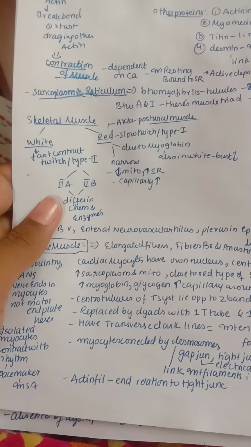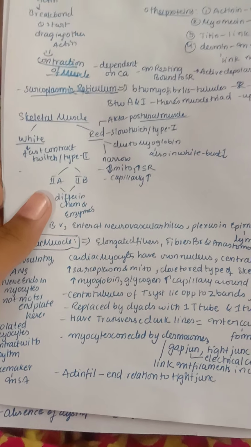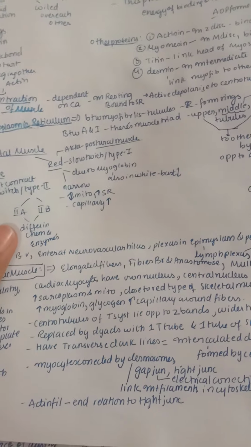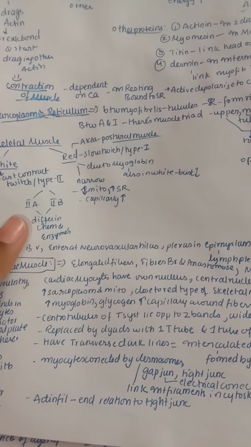So skeletal muscle has white and red fibers. The white is contracting fast, and it is also known as fast twitch or type 2 cells, and red is known as slow twitch or type 1 cells. It is also known as postural muscle.